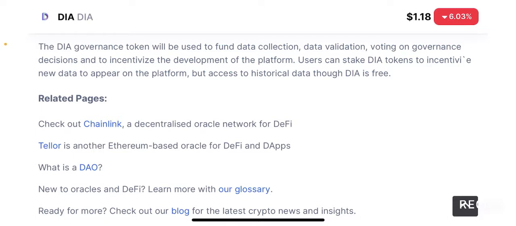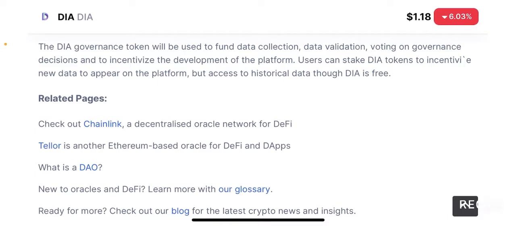And users can stake DIA tokens to incentivize new data to appear on the platform, but access to historical data through DIA is free. So if you want to access historical data through the DIA platform, that's completely free, which is pretty good. And you can stake your DIA tokens to incentivize new data to appear on the platform. So new data will be included in the ecosystem by means of people who stake their DIA tokens, right? So that's how the ecosystem grows and develops, and any past information that you want to see from DIA is free to begin with. So that's a pretty cool feature, right?